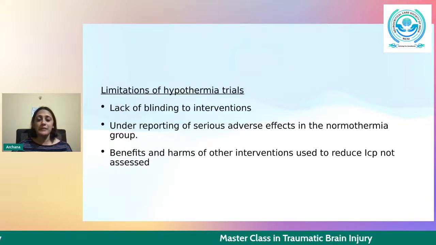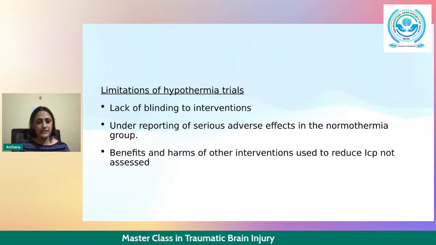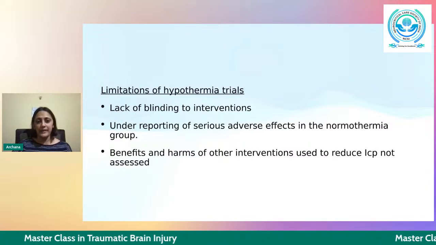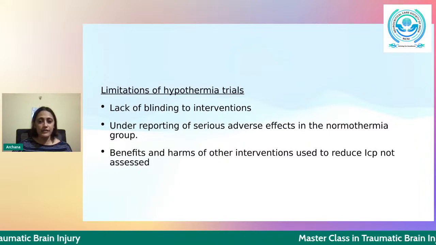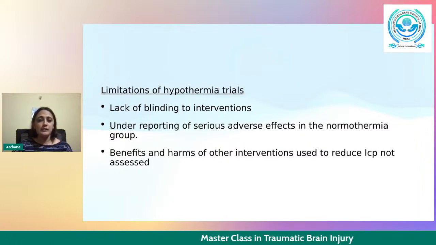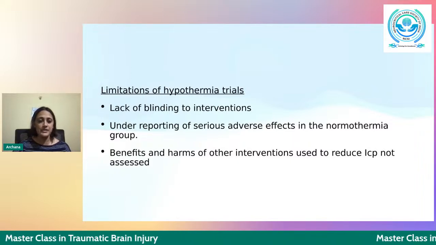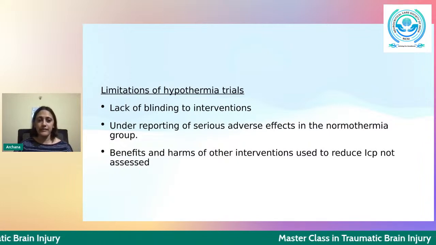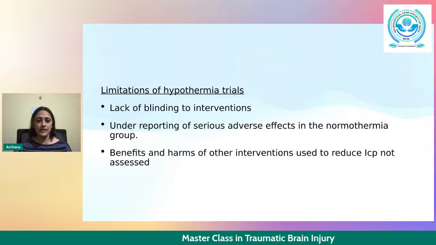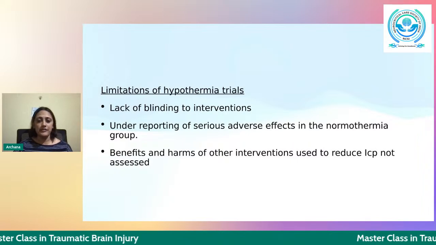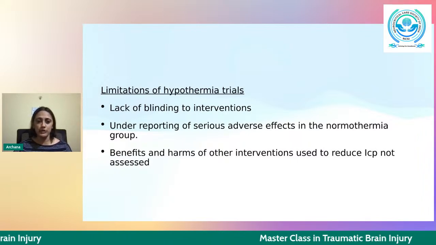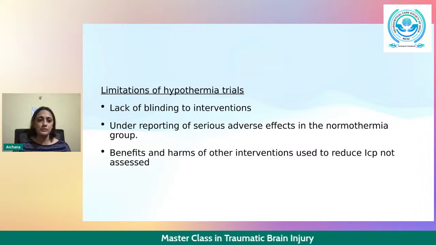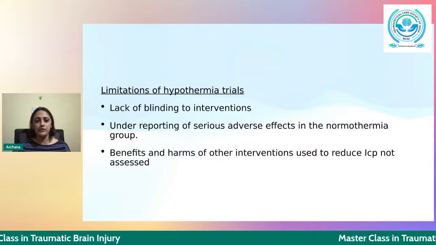Now, coming to the limitations of these hypothermia trials: the lack of blinding, the underreporting of the serious adverse effects in the hypothermia group, and the benefits and the harms of other interventions used to reduce the ICP were not assessed in any of these trials. But even then, seeing all these trials, in none of the trials was a favorable outcome seen, and the adverse effect was significantly more in the hypothermia group compared to the normothermia group, and hence hypothermia is not included in any of the guidelines in treatment of traumatic brain injury.